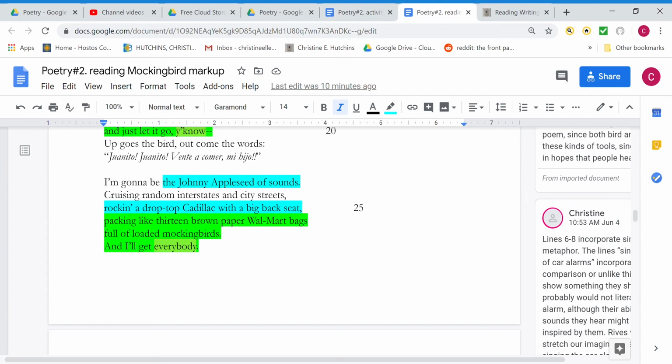There's the brown paper Walmart bags full of loaded mockingbirds, and the loaded mockingbirds is definitely metaphoric because obviously a mockingbird can't literally be loaded like a gun. But in this case, he's imagining that the collection of sounds they've picked up in the neighborhood are weaponry that the mockingbirds collect and are loaded with, like a gun is loaded with bullets. I'll get everybody.